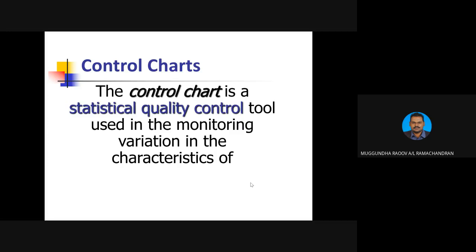So class, here let me introduce the control chart. A control chart is basically a statistical quality control tool used in monitoring variation in the characteristics of a product or service. They use control charts to monitor performance, or to investigate any variation between the batches of their production, whether it meets their specification or not.